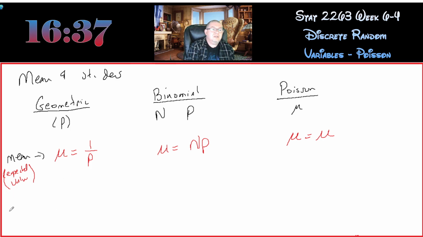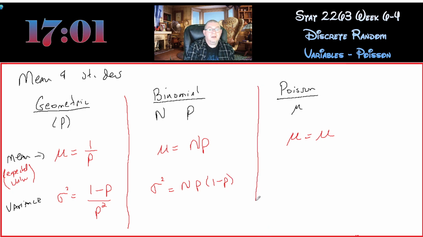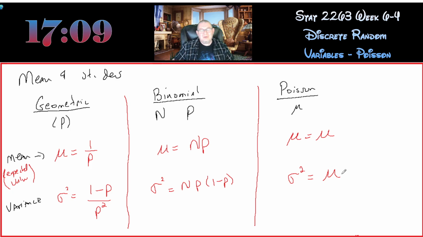For our standard deviation, we're going to look at the variance first, because it's an easier formula. The variance of the geometric, sigma squared, is equal to 1 minus p over p squared. So these are just straightforward formulas for calculating it. The variance for binomial is np times 1 minus p. And the variance is interesting here for Poisson: the variance is also equal to mu. It turns out that the Poisson distribution has a variance equal to the mean.